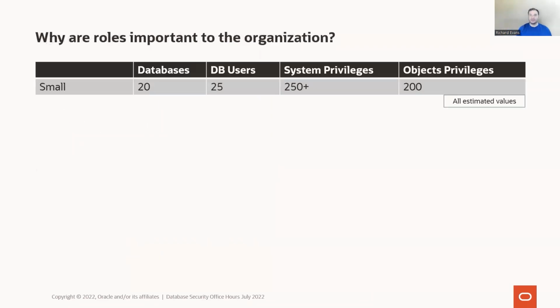We always have to start off with, why do I care? Why are roles important to me? Why are they important to my organization? So if you think about a small organization, 20 databases, 25 database users, the database has 250 plus system privileges. And let's just say you've got 200 objects: views, procedures, tables, maybe a couple schemas. Now, I'm not good at math, but that's a combination, I think. Maybe I want to call it a permutation, but I think a combination means all of those things repeating. That's a lot of object and system privileges to worry about.